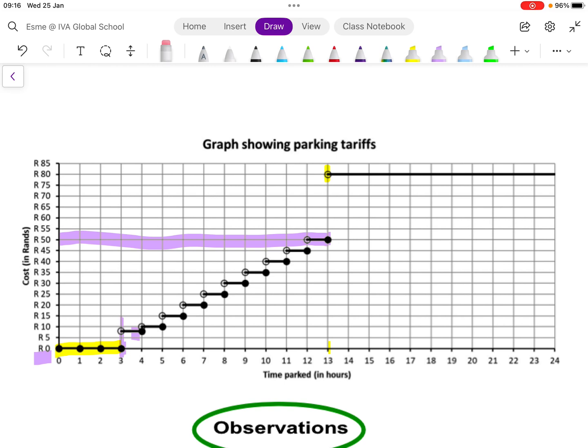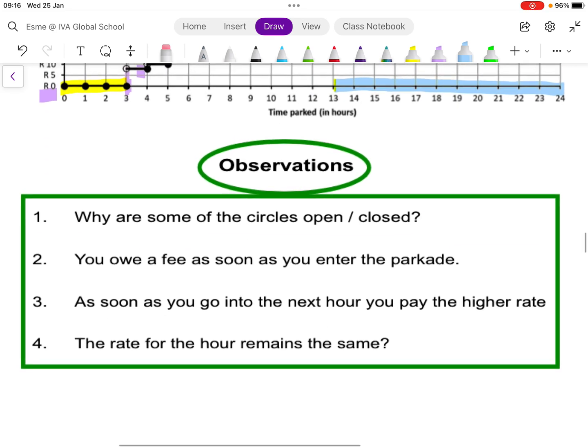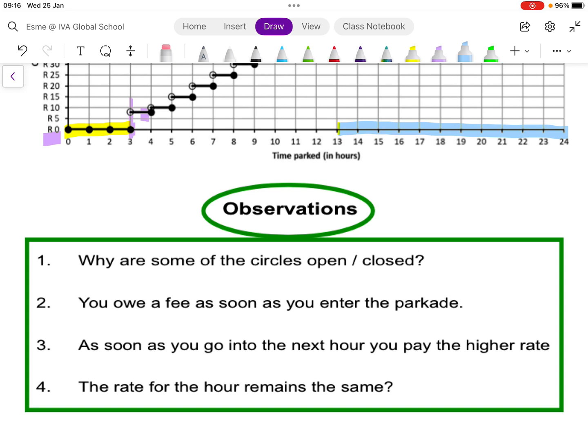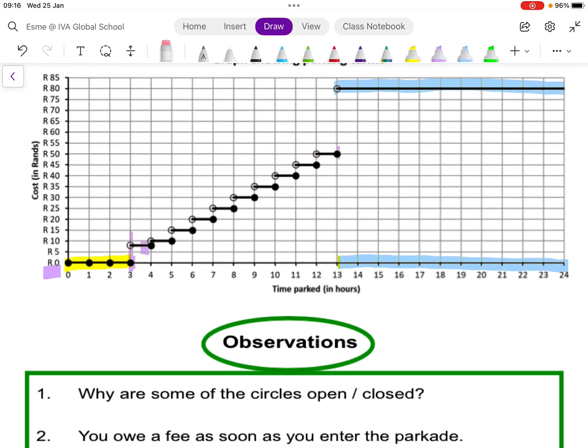And from yesterday, we learned that this is a constant relationship. So in other words, for any of the hours more than 13 up to 24, you are paying a constant tariff of 80 Rand. Right, let's just have a look. Why are some of the circles open and why are some of them closed? So I'm going to repeat that for you. The open circles means that you are not paying this value, but you are going to pay the one at the bottom because they are all in line. So you are going to pay 0 rands for 3 hours.